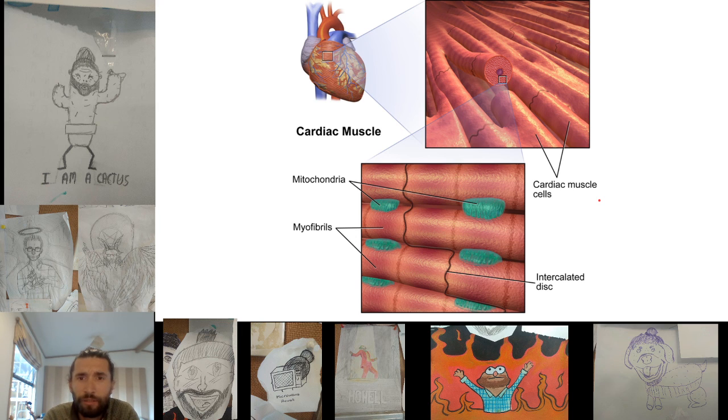The cardiac muscle is called an involuntary muscle. We have no control of it. We can't make it speed up or slow down. Our body does that itself.